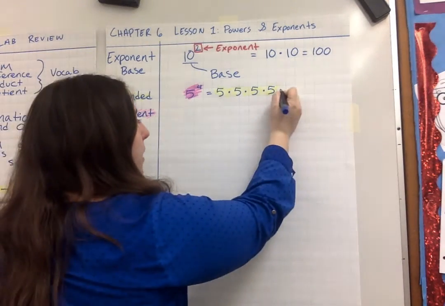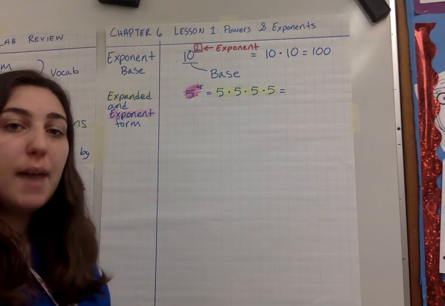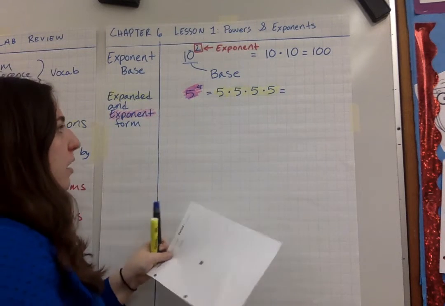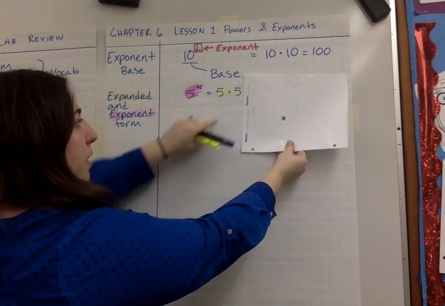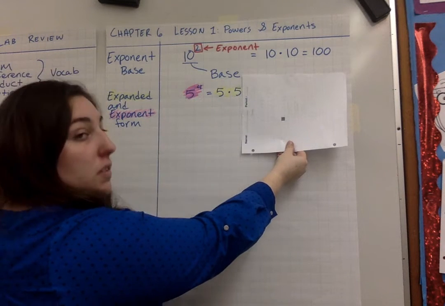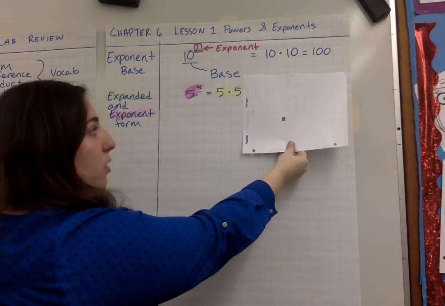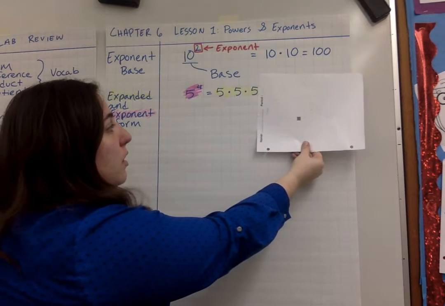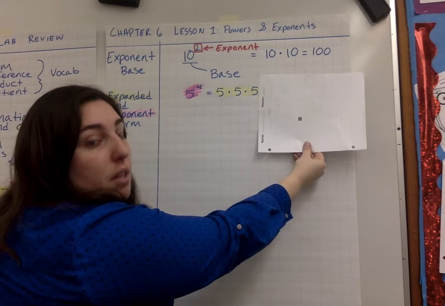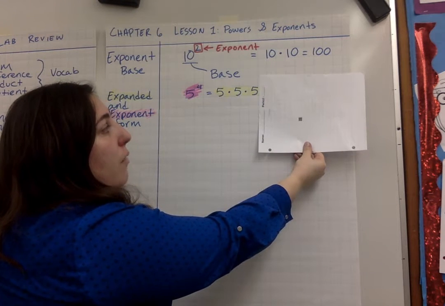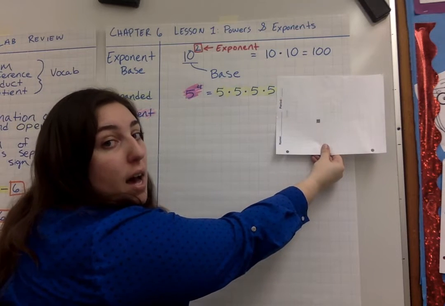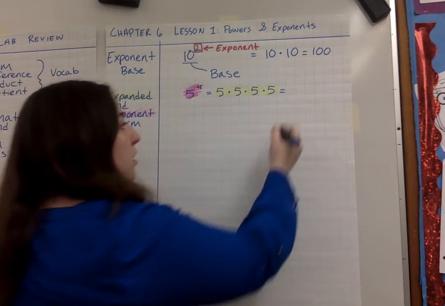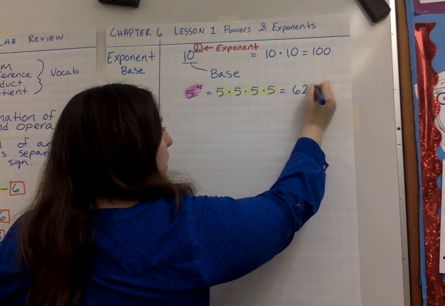And when you're multiplying it, just take it one step at a time. I'm first going to look at the first two numbers, 5 times 5. And you can do this in your calculator, just be careful what buttons you press. So 5 times 5 is 25. 25 times 5 is 125. And 125 times 5 is 625. Okay, so your answer is 625.